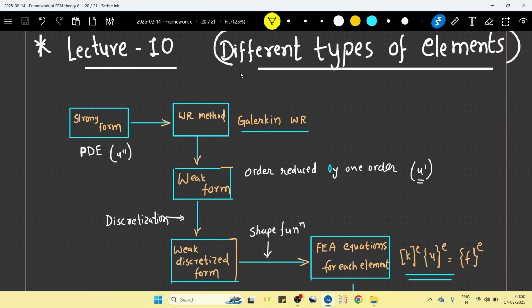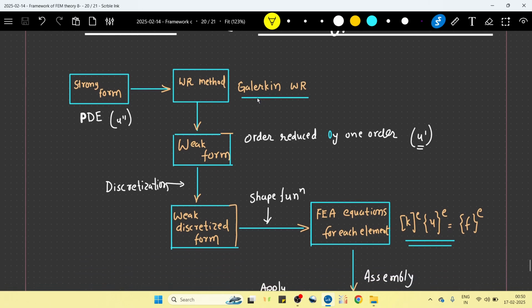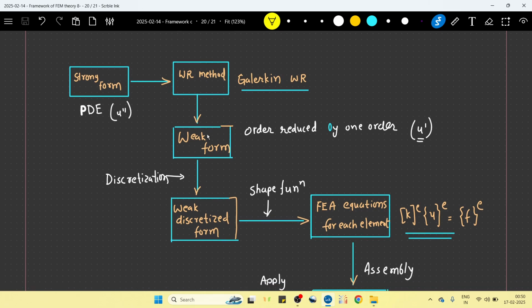Before going into different types of elements, I just want to quickly recap our previous 9 videos in 2 minutes. We started with the strong form, which is nothing but a partial differential equation. We derived the weighted residual form from the strong form. In particular, we discussed Galerkin weighted residual. Galerkin suggested the idea that the weighting function and trial function can be the same. That means we use the same shape functions for weighting and trial functions.